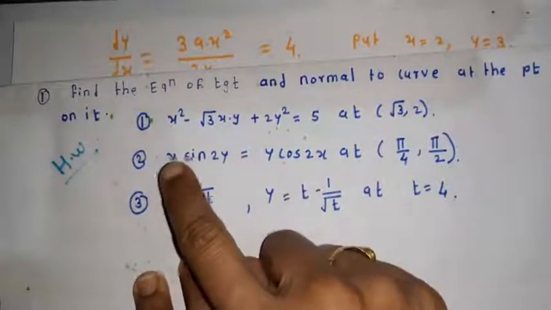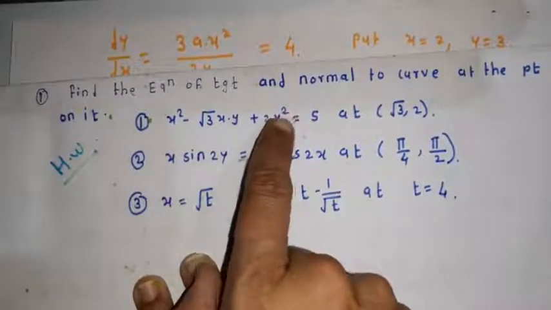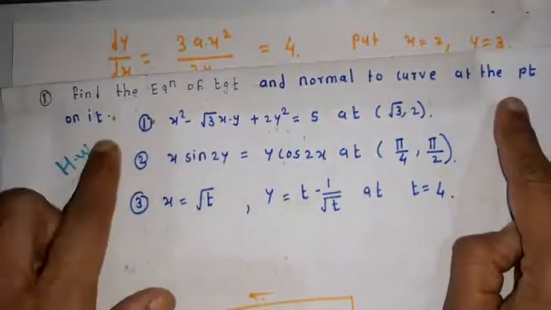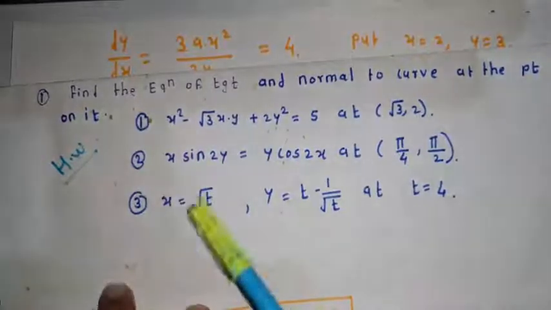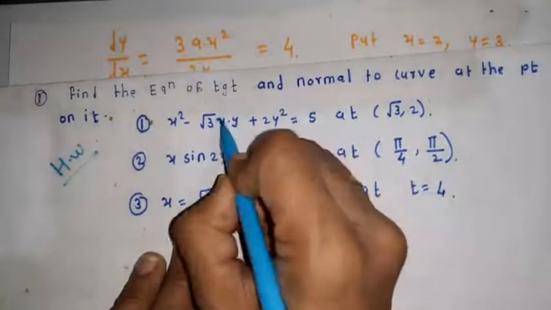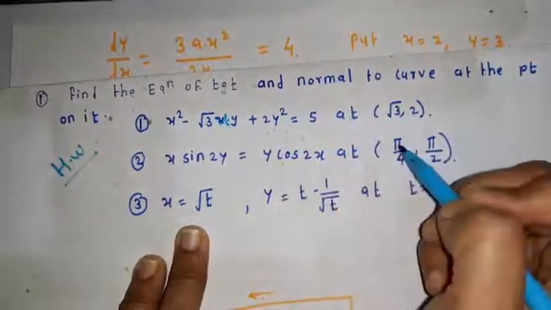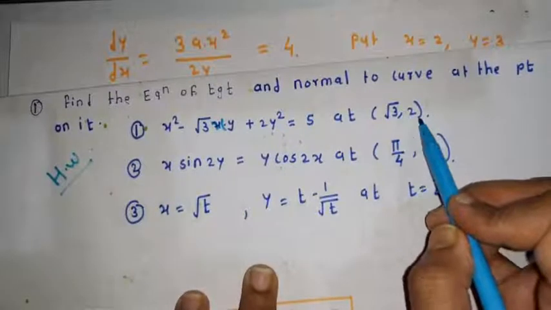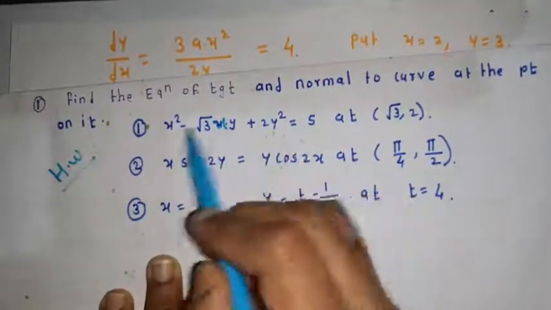What is the problem? The problem is to find the equation of tangent and normal to the curve at the point. That is, find the equation of tangent and normal. The curve is x square minus root 3 x into y plus 2y square equal to 5 at the point (root 3, 2). So students, this is the implicit type of function.